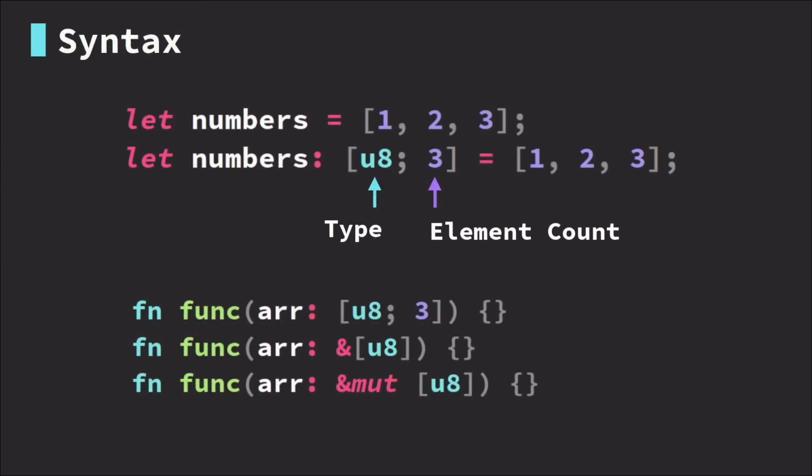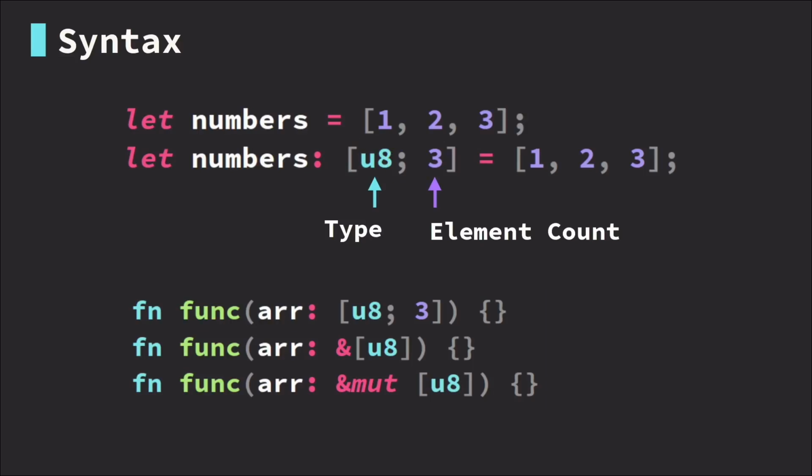Here is the syntax to create an array. In this first line, we create a 3-element array with the values 1, 2, and 3. In the second line, we're creating the same array, but now we're using type annotations instead. Type annotations for arrays are surrounded by square braces, and the type will be indicated first, followed by a semicolon, and then the number of elements that are in the array.